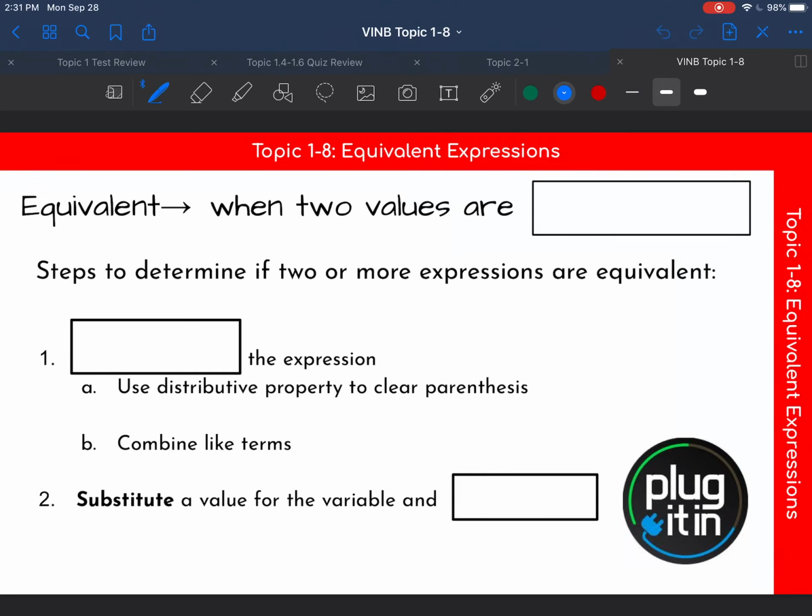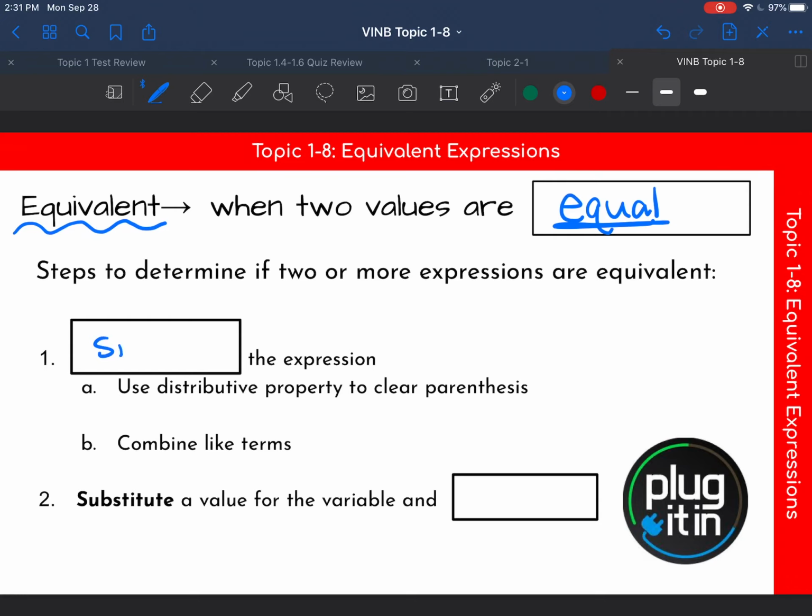In order to do that, first we need to talk about what it means for something to be equivalent. Equivalency stands for when two values are equal. That word equal is in the word equivalent. You can also say two values are the same value. All right? So equivalent means two values are equal. So first, the steps to determine if two or more expressions are equivalent.